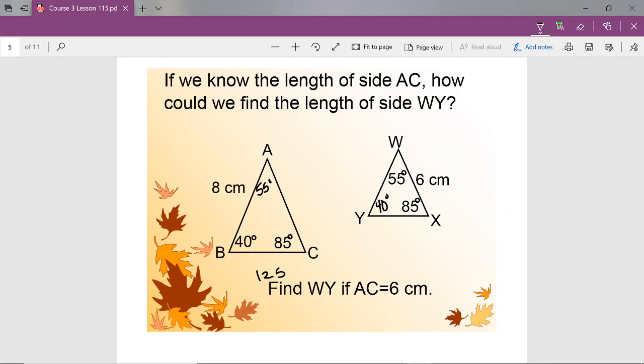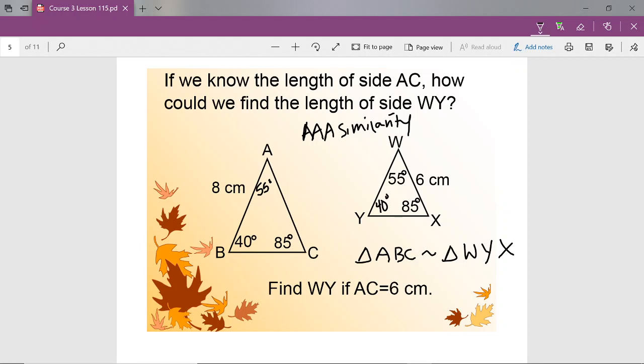Well, what we notice from these two triangles is that they are similar. We have same angles, so by angle, angle, angle similarity, I can say that these two triangles are similar. So triangle ABC is similar to triangle WYX. From this, we can say a lot.